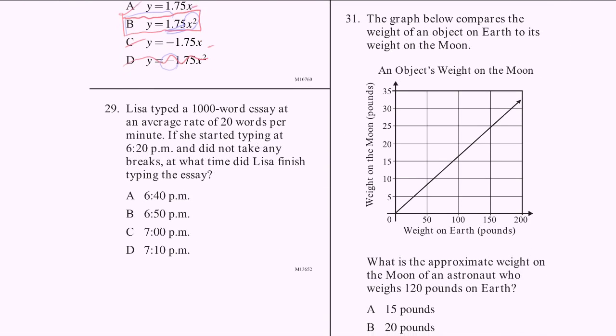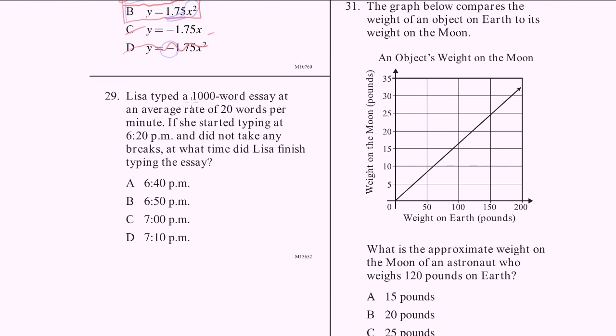Next question. 29. Lisa typed a 1,000-word essay at the average rate of 20 words per minute. If she started typing at 6:20 p.m. and did not take any breaks, at what time did Lisa finish typing the essay? So she had a 1,000-word essay, and she was typing at 20 words per minute. So let me write that down. So she had 1,000 words, and she's typing at 20 words per minute.